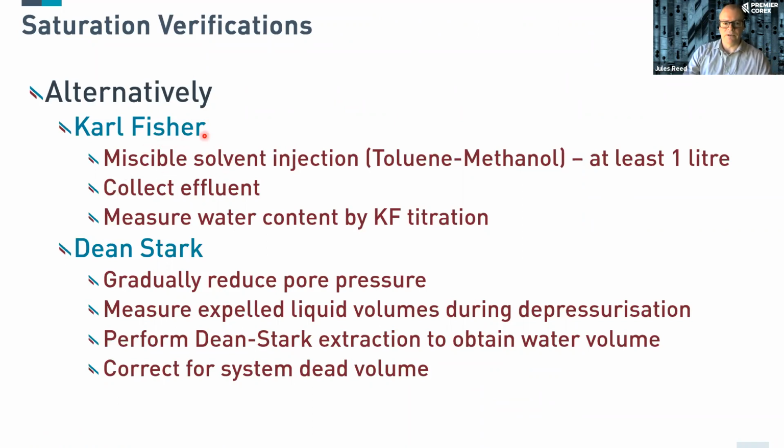One would be by Karl Fischer titration. The way that you would perform that is at the end of testing, with only water and gas in the sample, you can do a miscible solvent injection. So a mix of toluene and methanol, and generally at least 1 litre. And the larger the pore volume and higher the water saturation, the more of this solvent mix you may need to use. Because what you want to have at the end is a miscible effluent, which is then a mix of toluene, methanol, and water. And you need to ensure you've got a homogeneous mix. So you collect the effluent, you mix it together, and you perform a Karl Fischer titration to determine the content of water. And that can provide you a final water saturation.